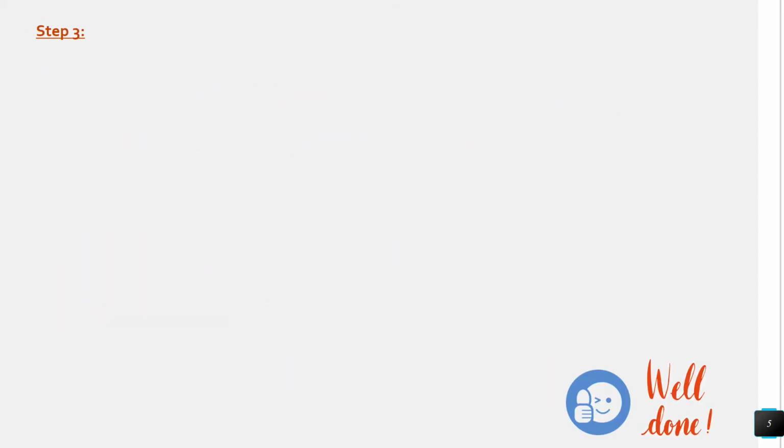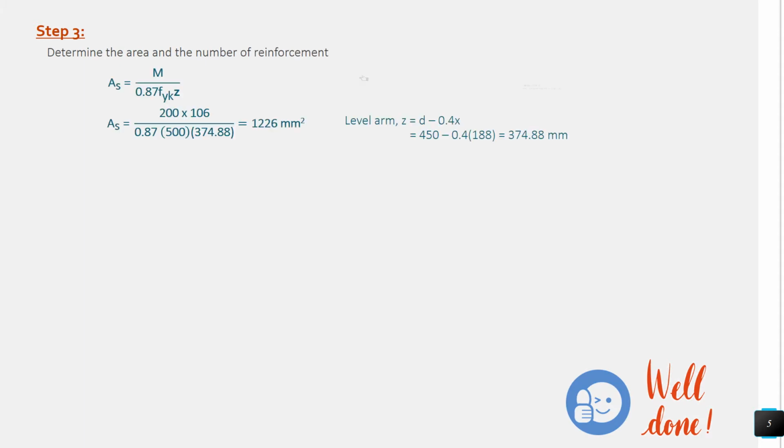Step 3. Determine the area and the number of reinforcement. We use equation 7b. Refer to slide note chapter 3, page 8. Lever arm of the section is d minus 0.4x. So, 450 minus 0.4 times 188 and the value of lever arm is 374.88. Area of tension reinforcement As equals moment in unit Newton divided by 0.87 fyk z.